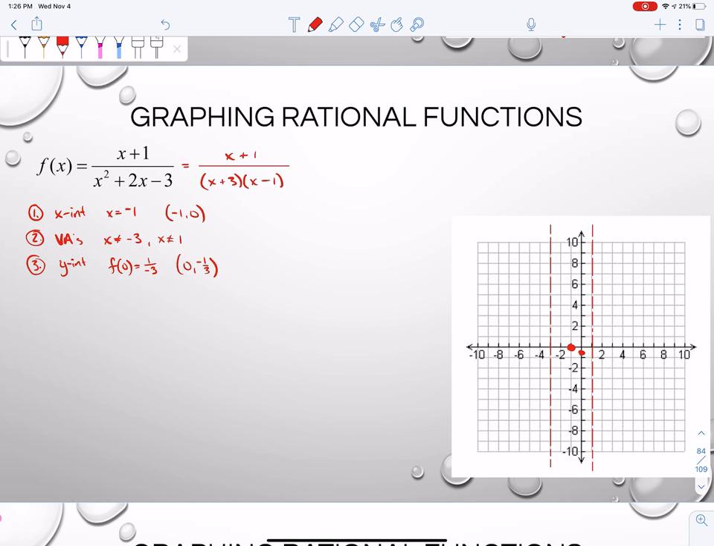Okay. Step 4, we're going to evaluate our horizontal asymptote theorem. And in this case, the degree of the numerator is less than the degree of the denominator. Therefore, I have a horizontal asymptote at y equals 0. So I'm going to have my x-axis as my horizontal asymptote.